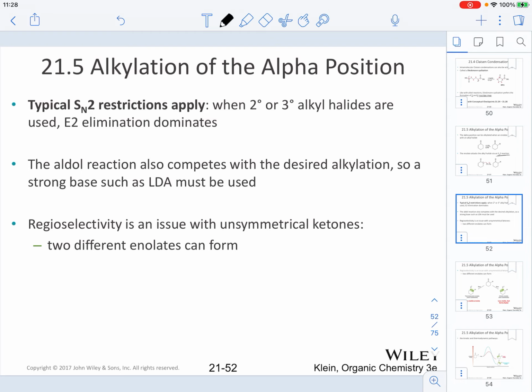Understand that regioselectivity is an issue if you have an unsymmetrical ketone, okay? Because what happens is that two different enolates can form.